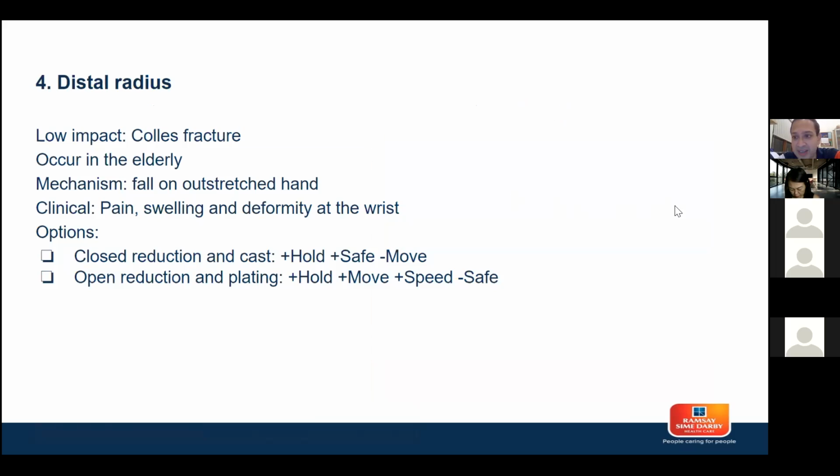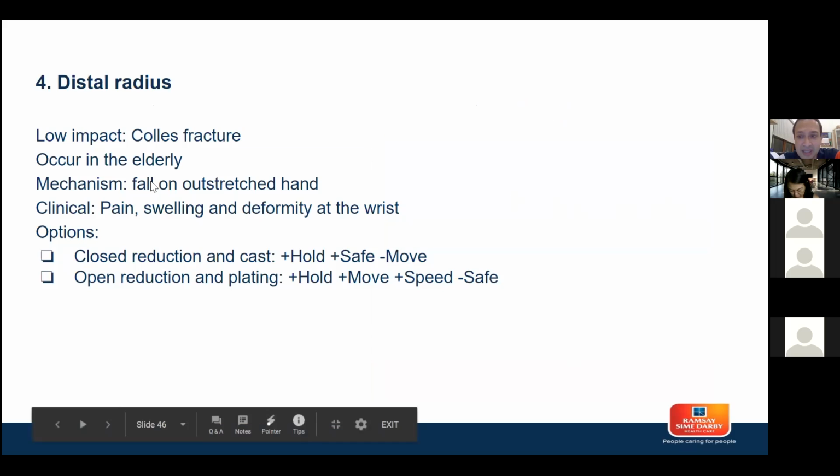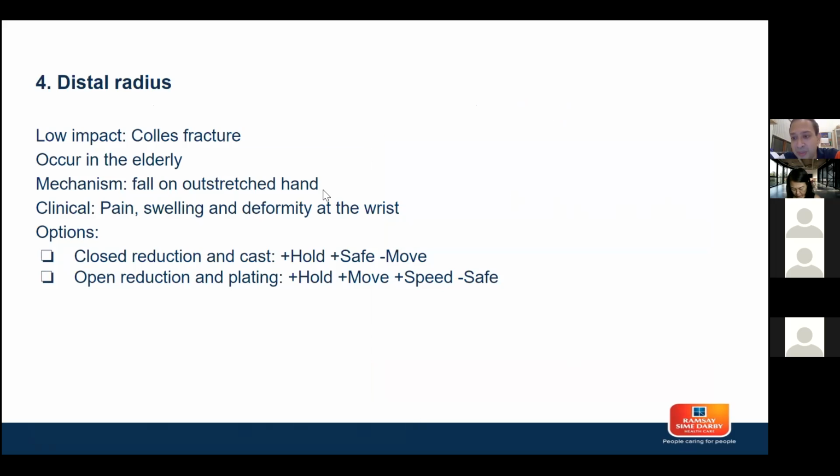Okay, distal radius, very common. Old ladies fall and fracture the wrist. Young people fall in motor vehicle accidents and also fracture the wrist. Pain, swelling, deformity is a fairly common symptom. Closed reduction and a cast, you can hold safely. However, you cannot move them early. If you do internal fixation, which is open reduction and plating commonly, fairly good. You can hold, move, and get them back to function fast. However, again, there's a risk of surgery.